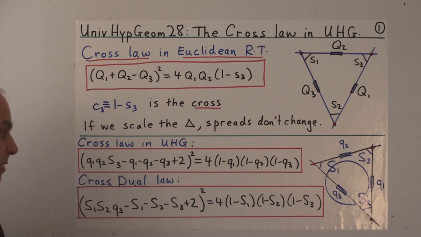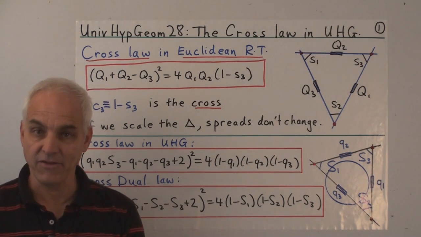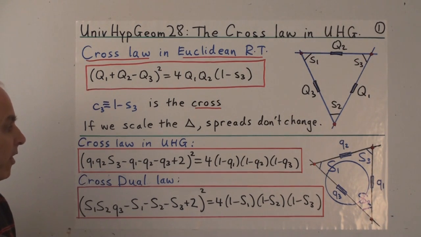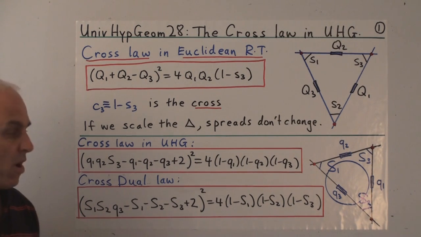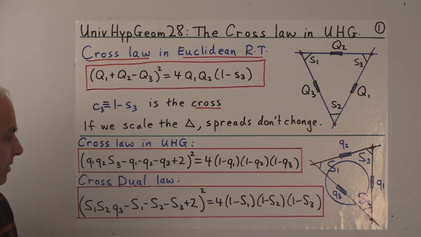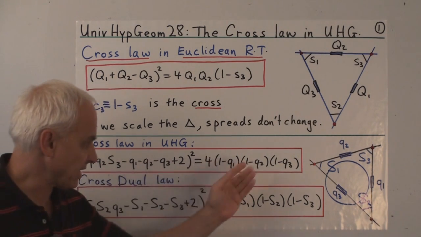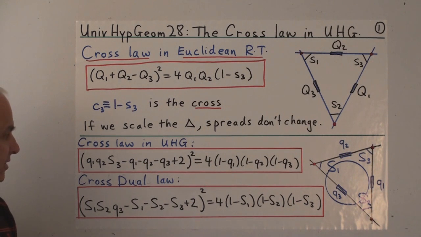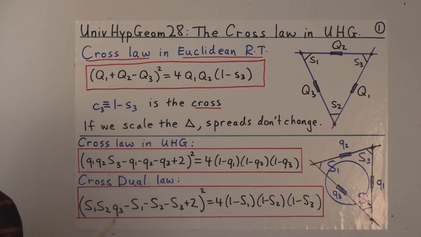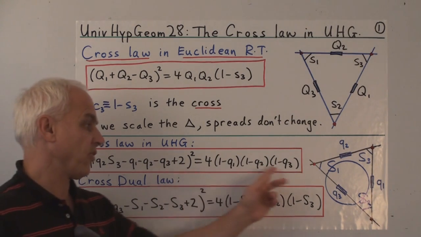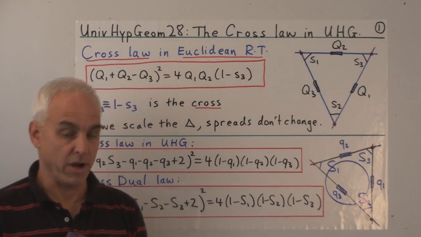And what this formula does for us, well, it does many things, but one obvious thing that it does for us is it allows us to find a spread if we know the three quadrances. So if we know q1 and q2 and q3, then obviously this is giving us a quadratic equation for S3, because the S3 is occurring only right there, and it's something squared equals something else. So there's going to be two solutions, or 0 solutions, depending on whether this thing is or is not a square.